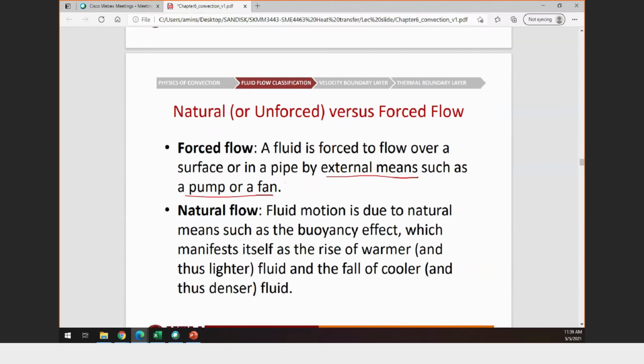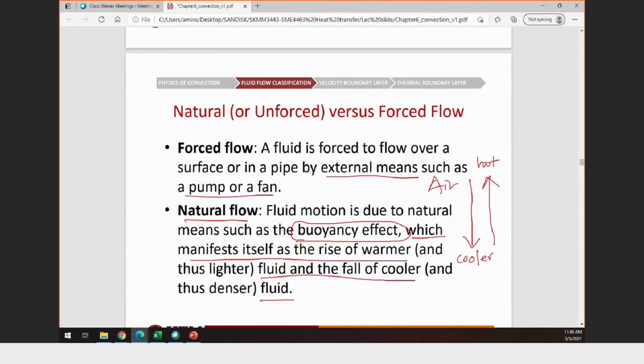Natural flow is the flow that still moves, but due to the buoyancy effect. What is the buoyancy effect? The buoyancy effect is due to the difference in density, which manifests itself as the rise of warmer fluid and the fall of cooler fluid. The buoyancy effect happens due to density. So let's say this is the air. Air will move downward if it is cooler, and it will move upward if it is hot.